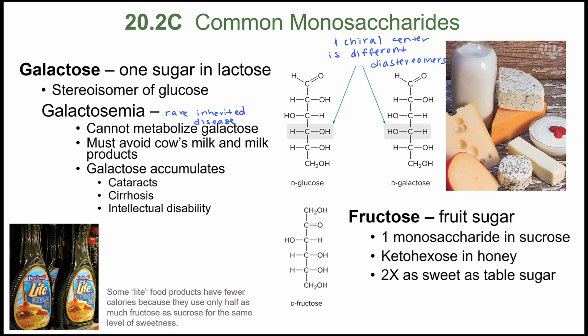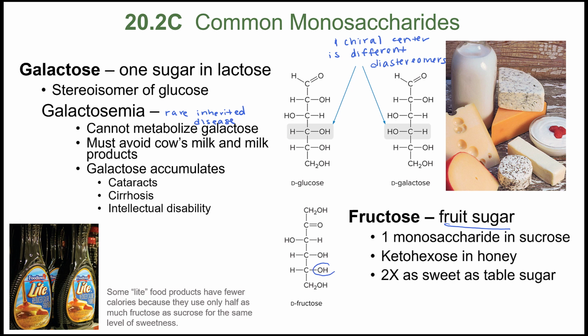Another common monosaccharide is fructose, or fruit sugar. It's one of the monosaccharides in sucrose, which is table sugar. And this is also a ketohexose that we saw is present in honey. It is twice as sweet as table sugar. And the natural form of this is D-fructose.